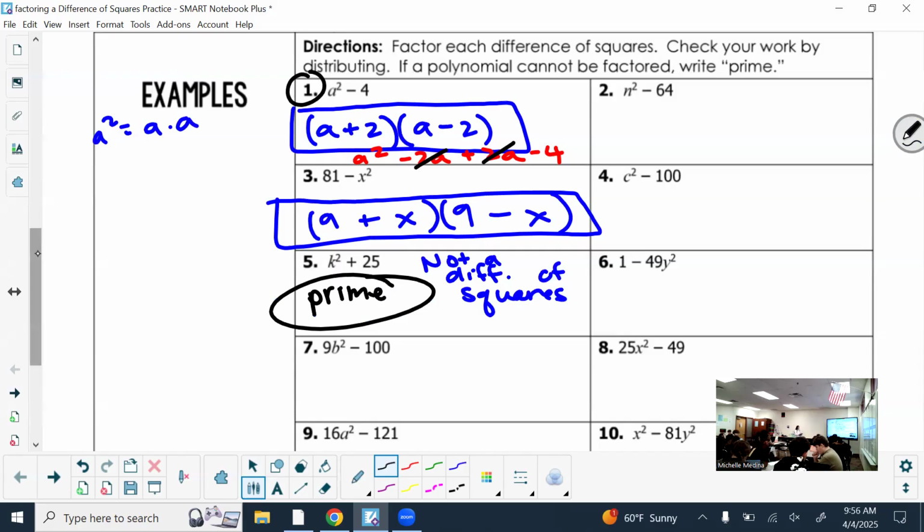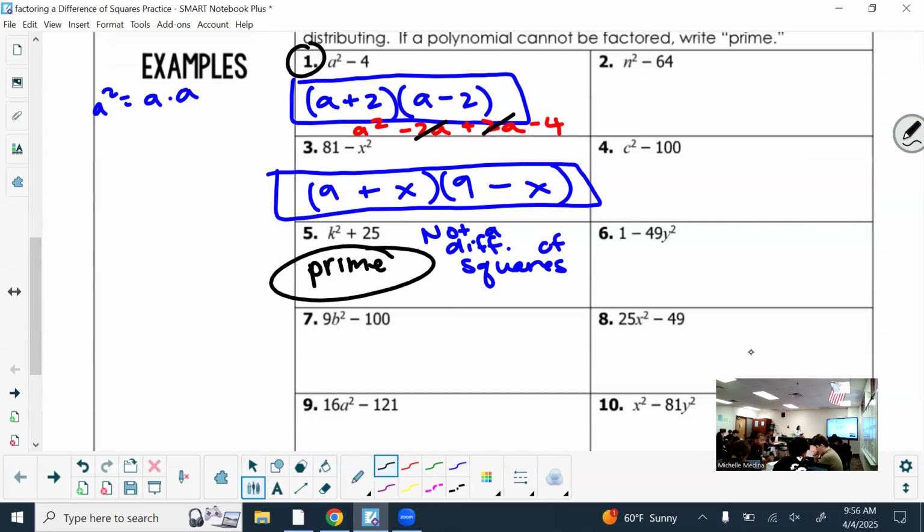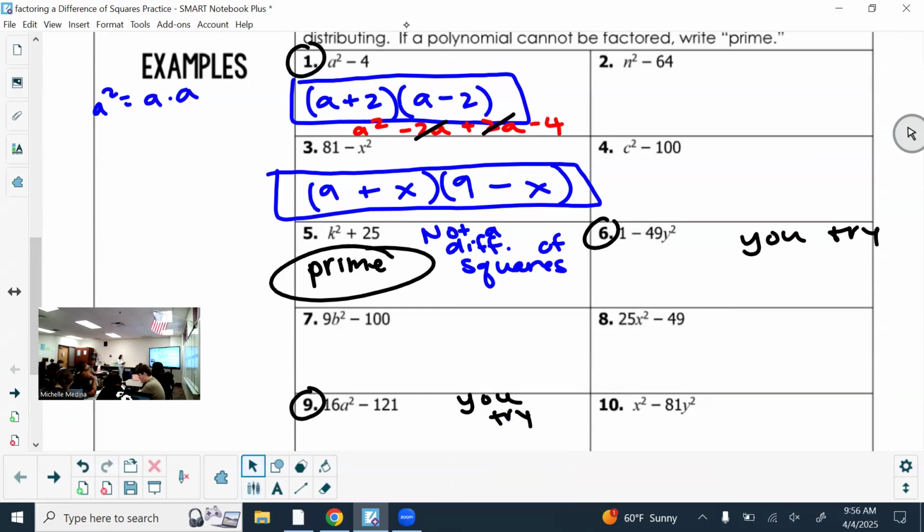Okay, I'm gonna give you a couple to try on this one. So try number 6 and number 9. So just try those. And then we'll go to the back together after we go over them. So I'll give you about a minute or so.